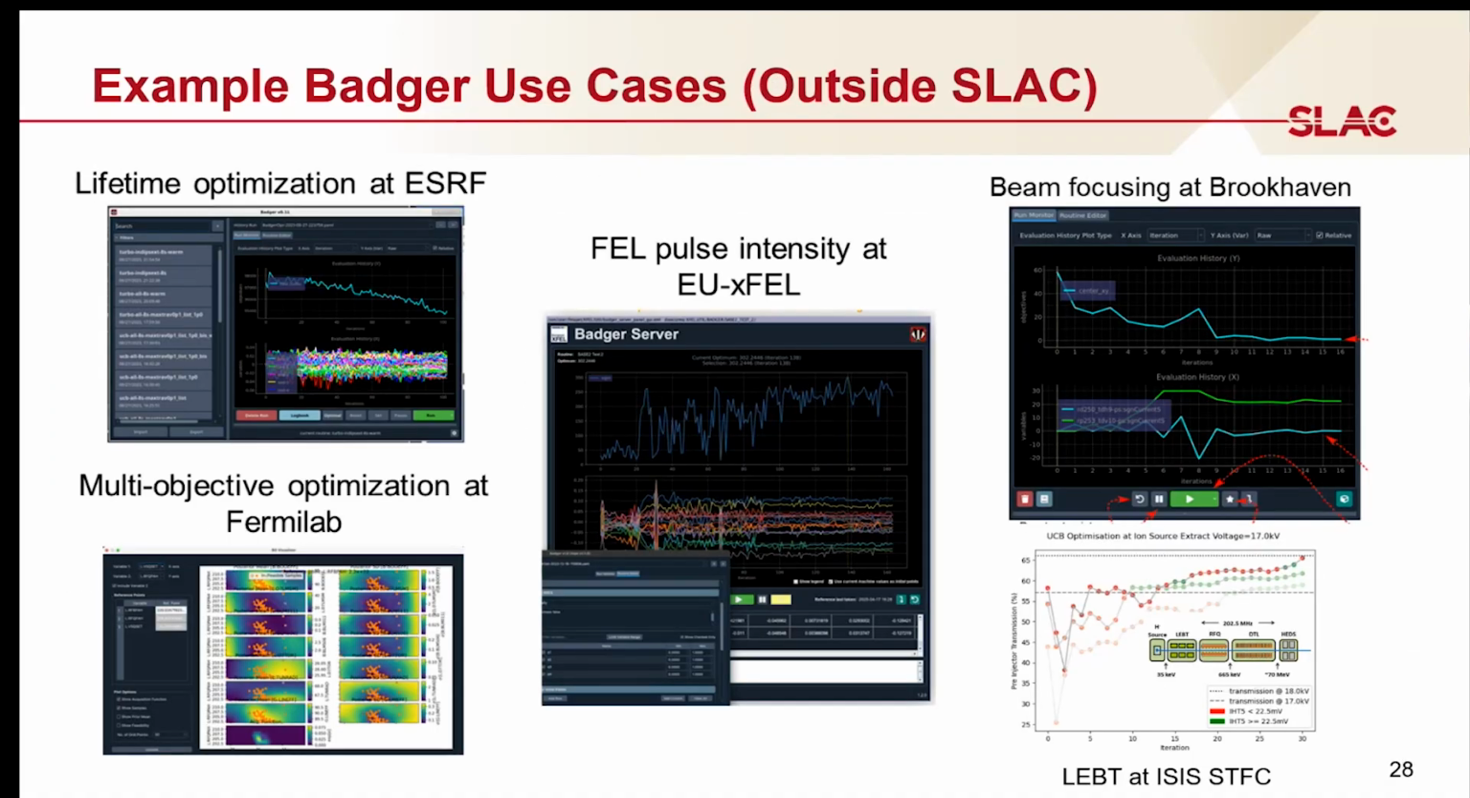Additionally, Badger and Xopt have been used at a wide number of other facilities for various applications. For example, these are examples of the use of Badger at places like the European Synchrotron Radiation Facility in France, the EU XFEL facility in Germany, multi-objective optimization at Fermilab, beam focusing at Brookhaven National Lab, and low energy beam transport at the ISIS neutron and muon facility in the UK.